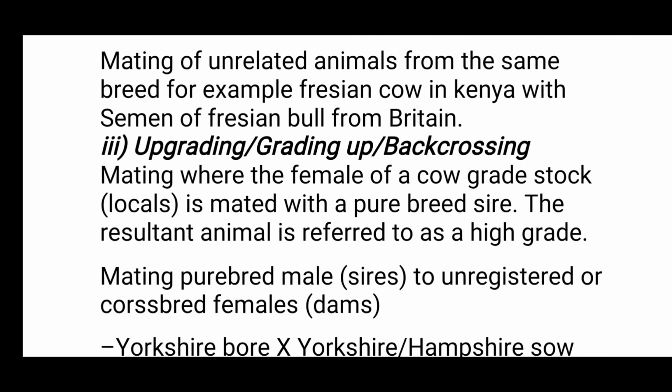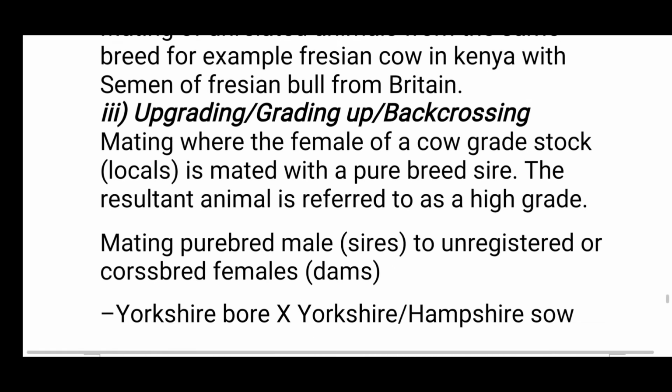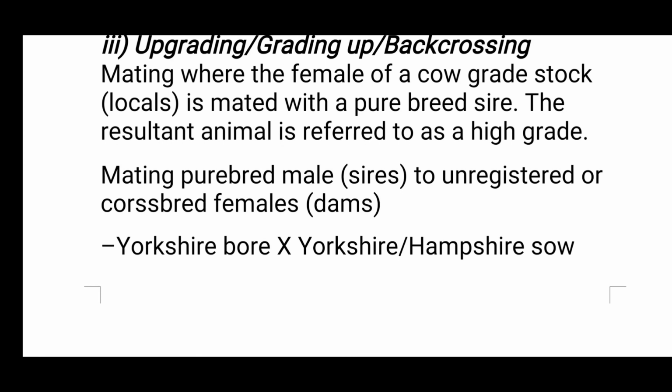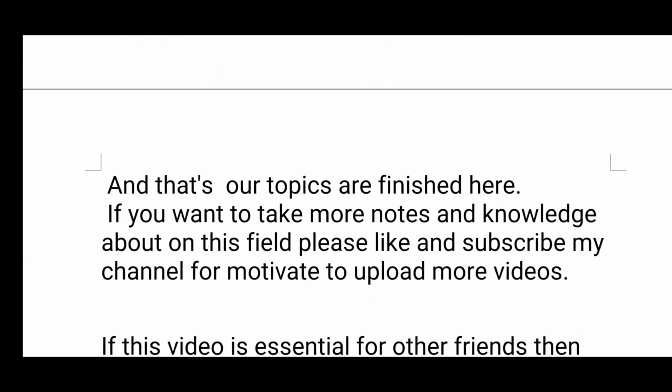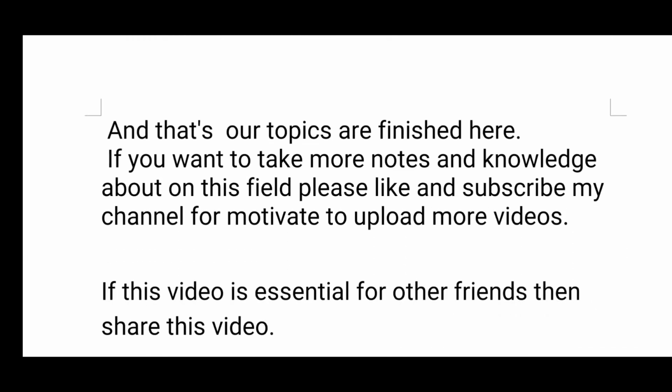The next is upgrading, grading up or backcrossing. Here the female of the local grade stock is mated with a pure breed sire. The resultant animal is referred to as a higher grade. Mating pure bred male sires to unregistered or crossbred female stock. This is an example. And that's our topics finished here.